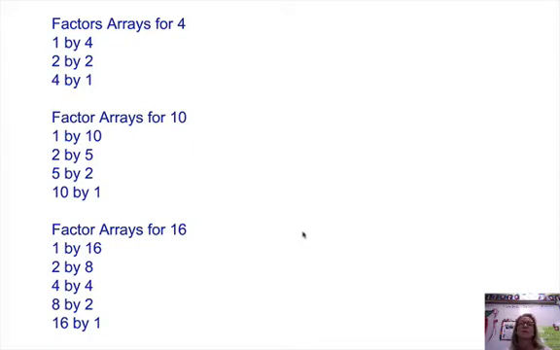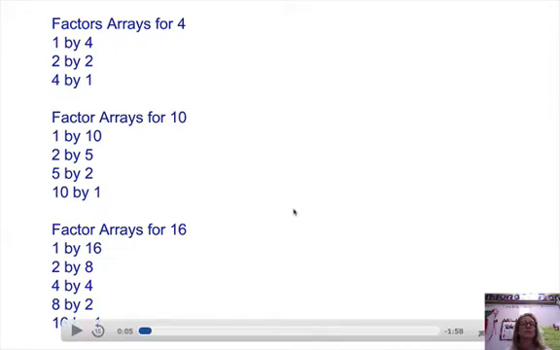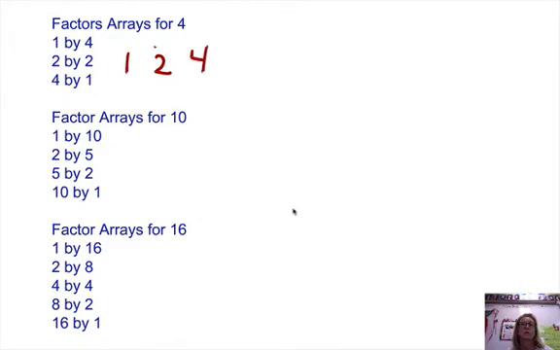If I asked you to create factor arrays for number 4, you could come up with 1 row by 4 columns, or 2 rows by 2 columns, or 4 rows by 1 column. And that would give you a factor rainbow, if you were to list them there, of 1 times 4 and 2 times 2. Let's look at the number 10.